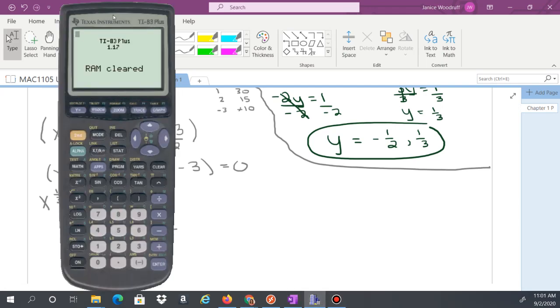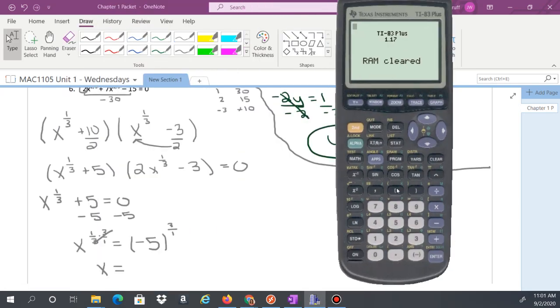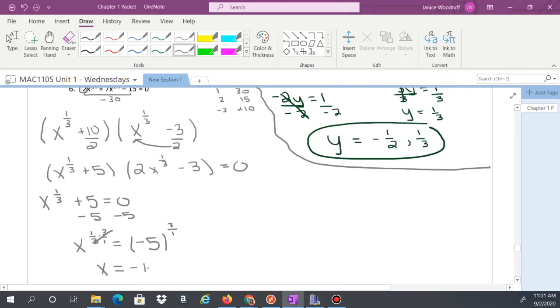You'll get x equals -5 to the 3rd, which is -125. I just want to show you, -5. Here's your raise button to the 3rd. -125. Okay, now we'll do that over here as well. So you have 2x to the 1/3 minus 3 equals 0. So here I would add 3 to both sides. You have 2x to the 1/3 equals 3. Divide by 2. x to the 1/3 equals 3 over 2.